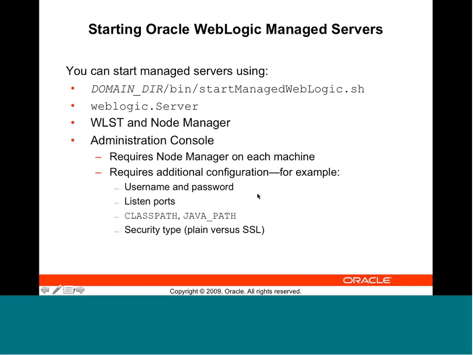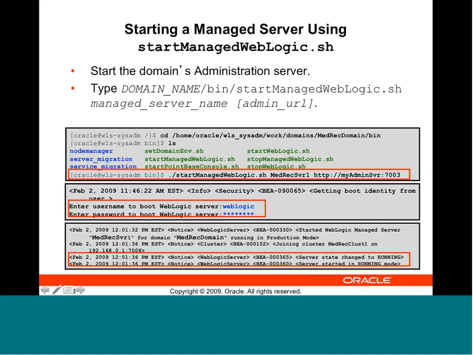Okay, so now this is what is there. It requires node manager on each machine. Your node manager may require additional configuration like username, password, listen port, security type versus SSL. All this we will see once we move forward. Now you see, this is how you will start the managed server. You are passing the name, and then you are passing the admin server. Now this admin server is your admin server. It's optional actually, you need not specify.